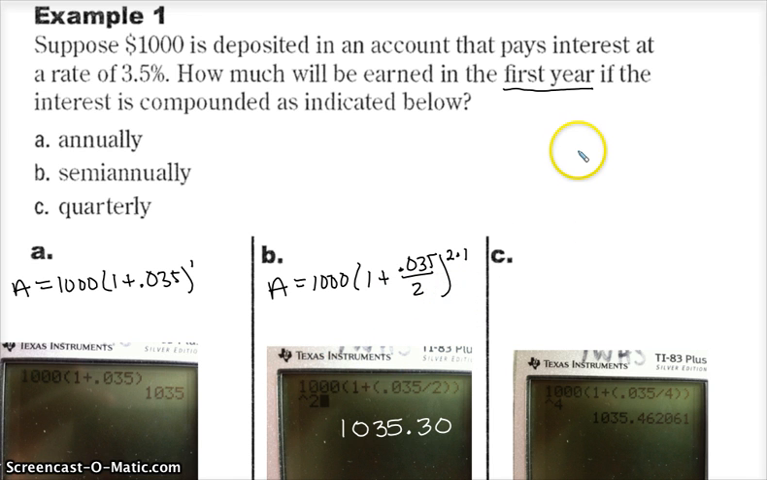You can see in the calculator display below, I simply raised it to the second power. My new amount is $1,035.30, just slightly more. Last, let's look at compounding quarterly.